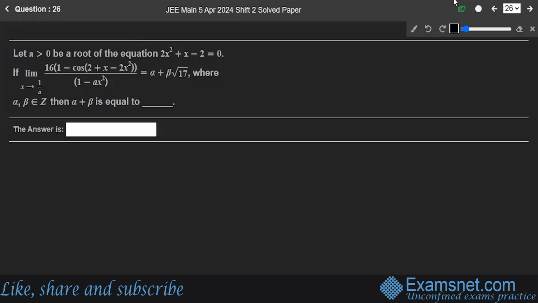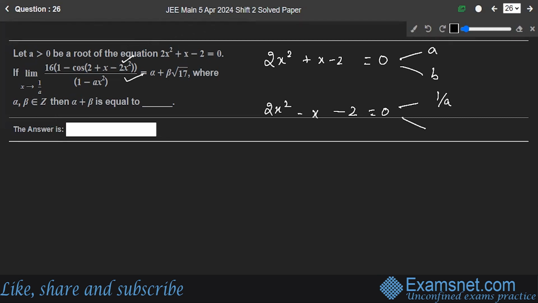Question number 26. Let a greater than 0 be a root of this equation, and if the limit is equal to alpha plus beta into root 17, where alpha and beta belong to integers, what is alpha plus beta equal to? You are having this equation 2x squared plus x minus 2 is equal to 0. So let's say this is having two roots, a and b. And if I see this equation, which is 2x squared minus x minus 2, if I take the minus common from here, is equal to 0, then it will have the roots as 1 upon a and 1 upon b.